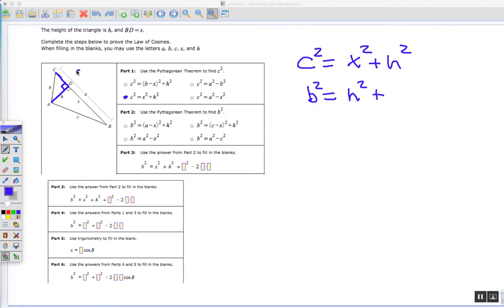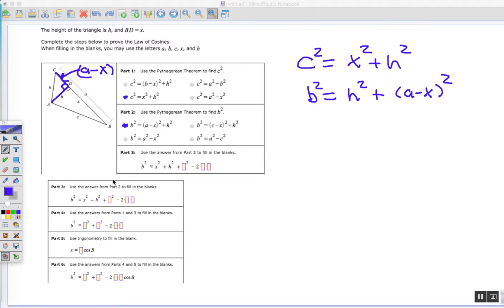So that means this side has to be a minus this bit of x. So a minus x. So we're still following the Pythagorean theorem though. B squared is equal to h squared, that side squared, plus a minus x squared. So that gives us a minus x squared plus h squared.